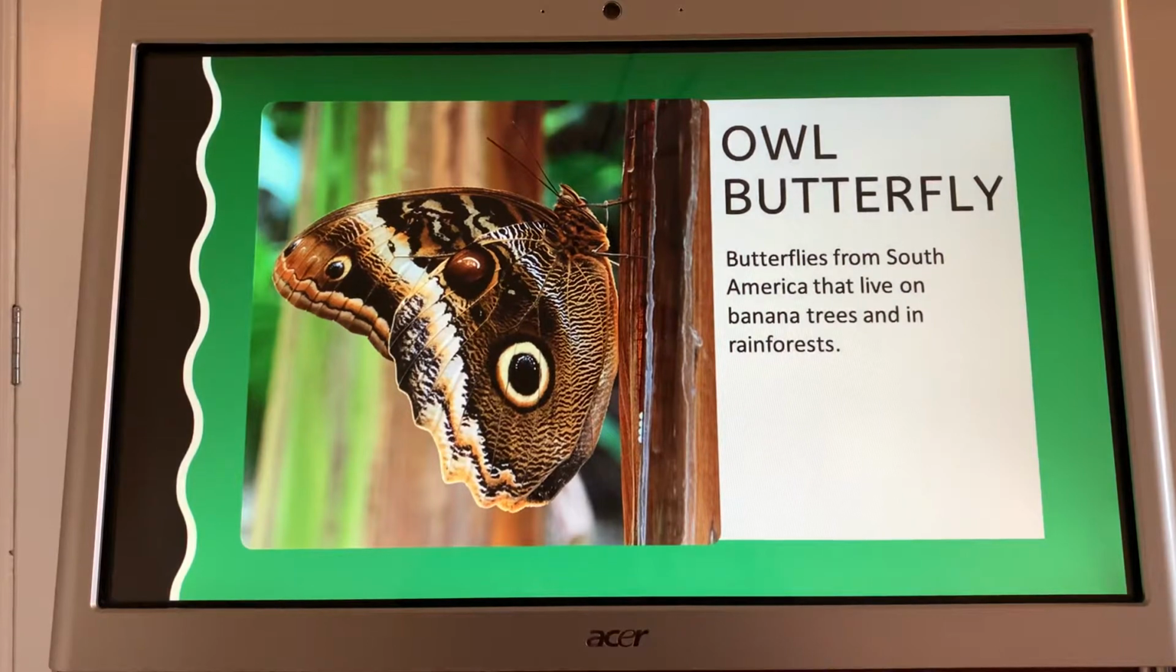Now going on again, the owl butterfly. These butterflies are from South America. They live on banana trees and in rainforests. Now, looking at its body, thinking about its name, owl butterfly, how has that butterfly adapted over years and years and years to aid and assist its survival? What do you think? What ideas can you get from that picture?